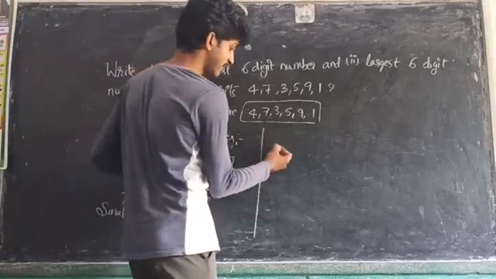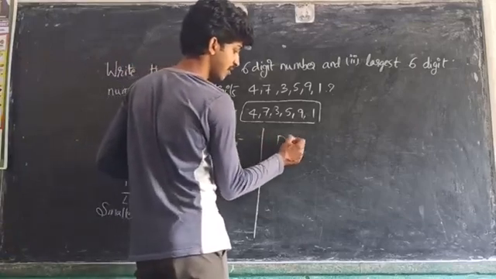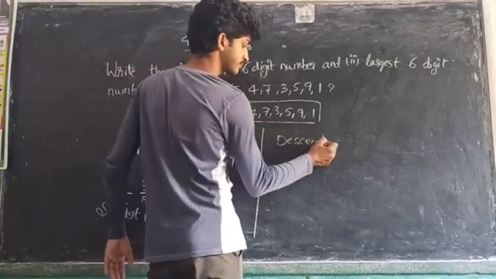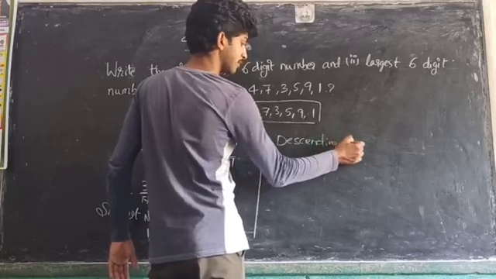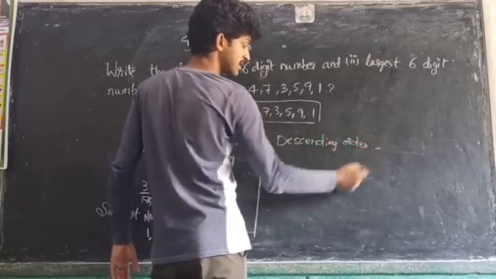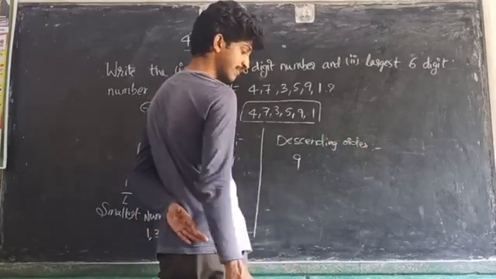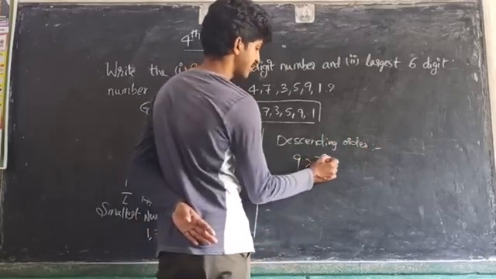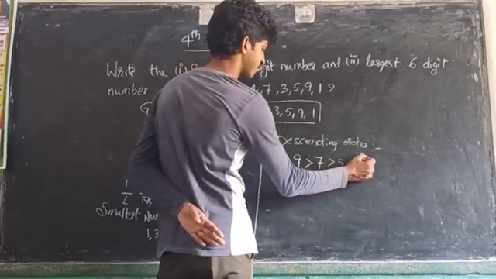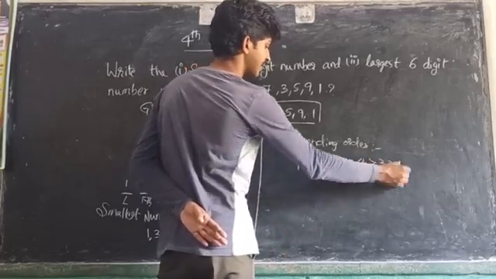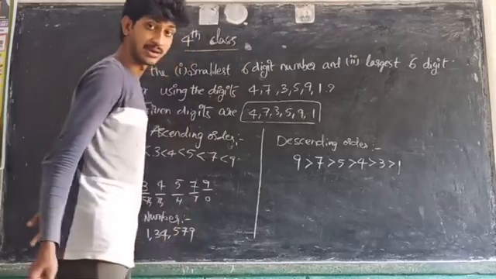And for the largest number we have to use descending order. What is the descending order? From the largest number to the smallest number. So 9 is greater than 7, 7 greater than 5, 5 greater than 4, 4 greater than 3 and 3 greater than 1. This is the descending order.